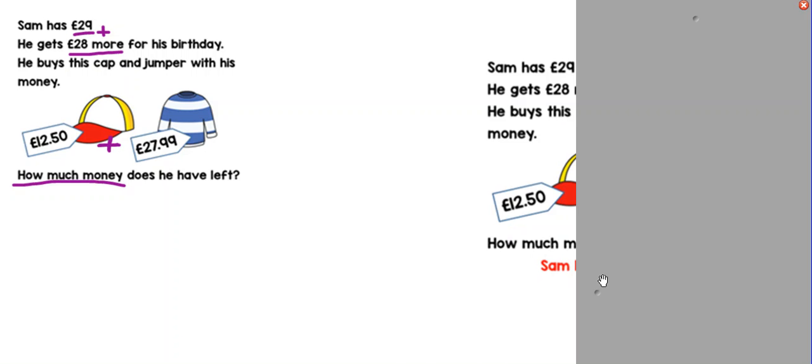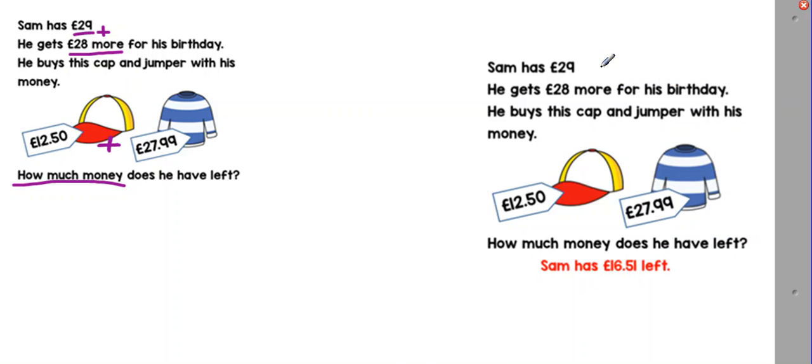Okay, then let's have a look. So, he has £29 and gets £28 more. So if you add those together, you would get £57 altogether. Then he buys the cap and the jumper, so you do £12.50 add £27.99, which is £40 and 49 pence. So he spent £40.49. So now we need to work out how much he has left.